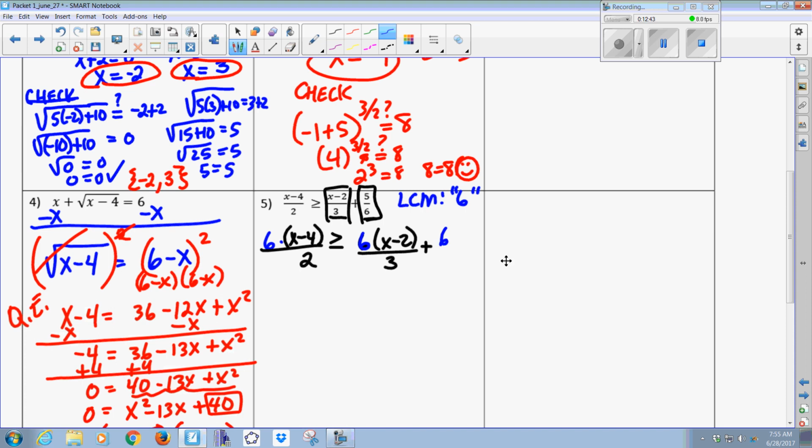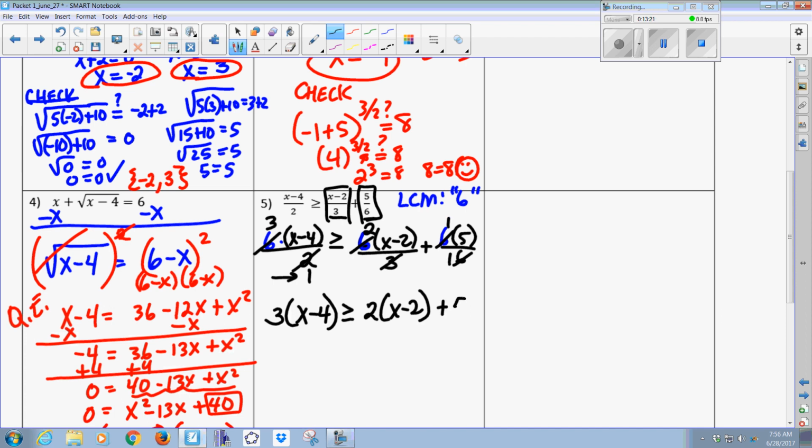And we have 6 times 5 over 6. So the beauty of using 6 is that 2 is a factor of 6, so 2 goes into 6 3 times. Notice we get 1 in the denominator, so this becomes 3 times the quantity x minus 4 is greater than or equal to, and then we have 3 is a factor of 6. 3 divides 6 twice, so now we have 2 times x minus 2, and then 6 divides into 6 once, so we're left with a 5.